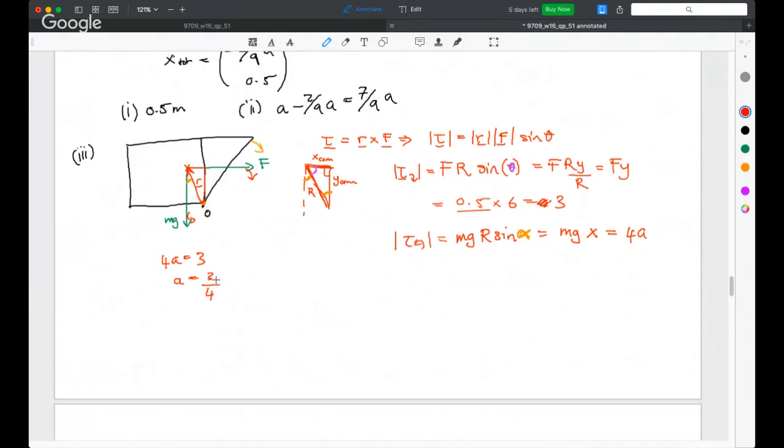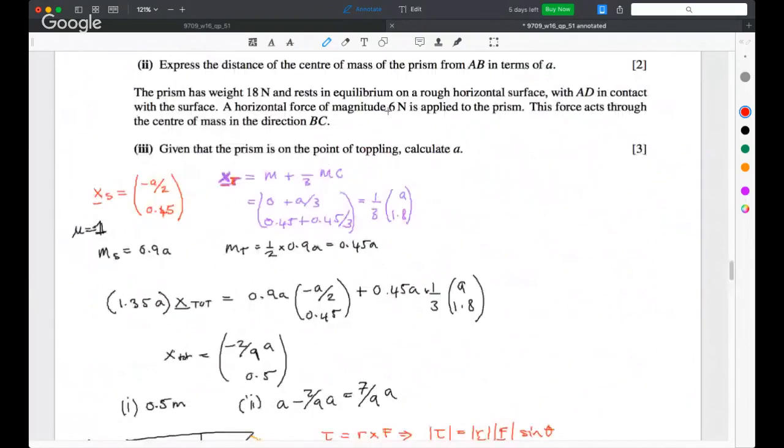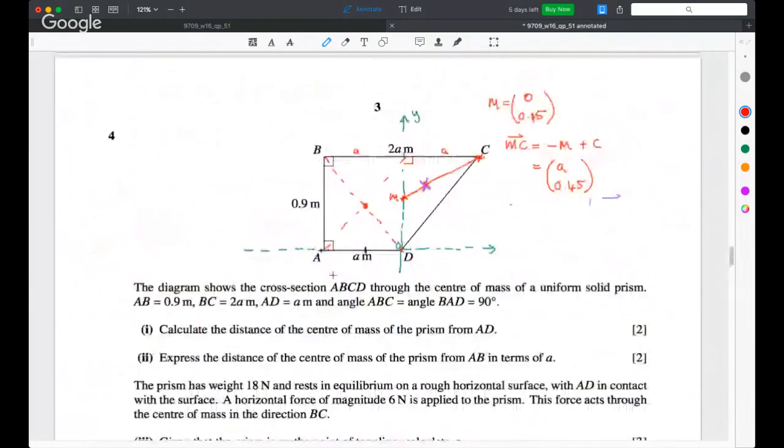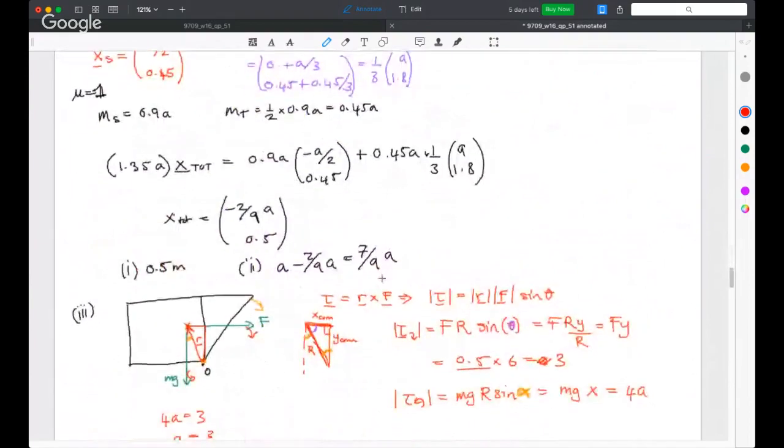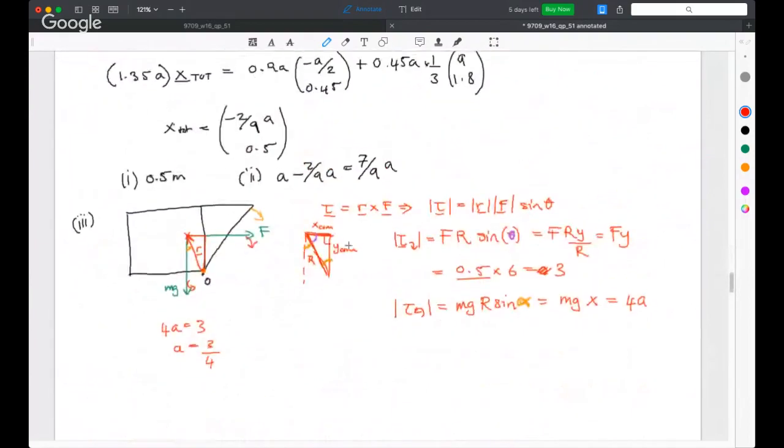So there was a lot of work up here to get the exact coordinates of the center of mass, but it was worth it in the end because it meant the other questions were very, very easy. We got all the information we needed to know.